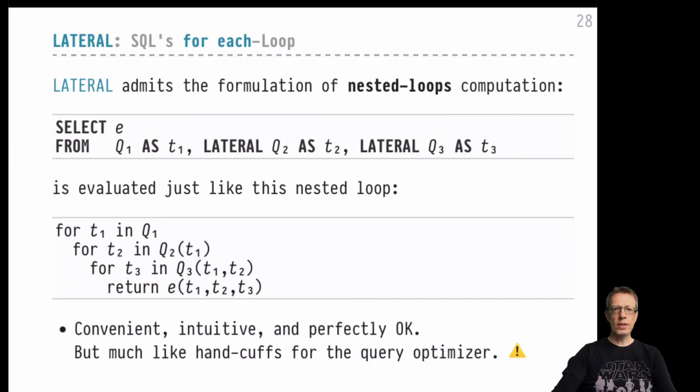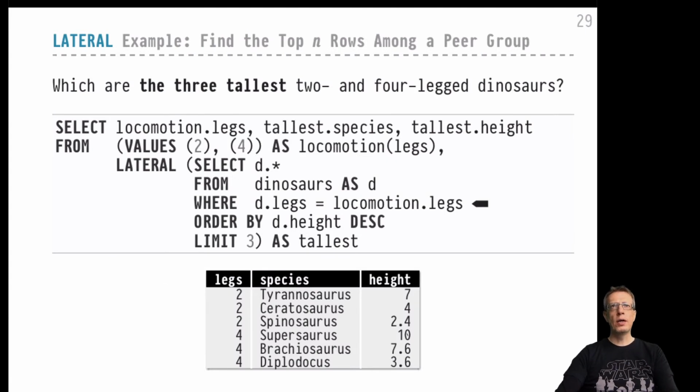I brought one example with me here, a lateral example that is representative of many users of lateral out there. Let's see what we are trying to do here. We are looping back to our table of dinosaurs that we have seen in earlier videos and earlier chapters of our course. What we are trying to do is find the 3 tallest 2- and 4-legged dinosaurs.